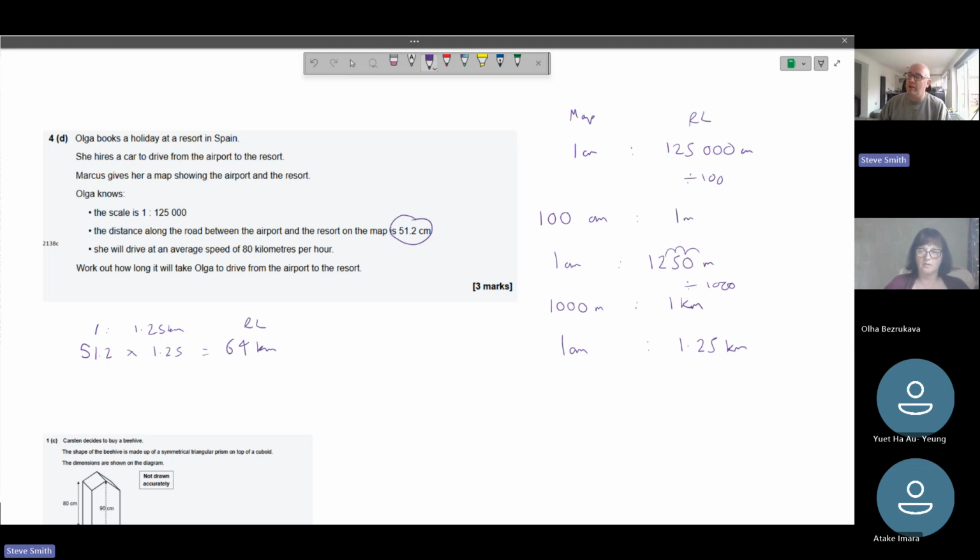So what we can do with that, thinking of a triangle, distance, speed, time. As long as D is at the top, doesn't matter which way around I go.